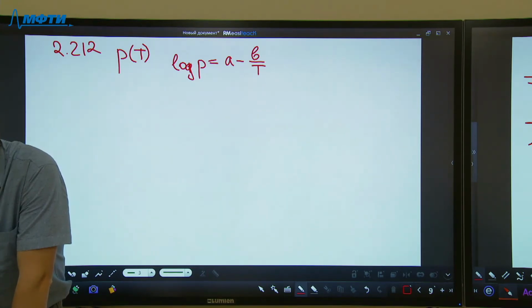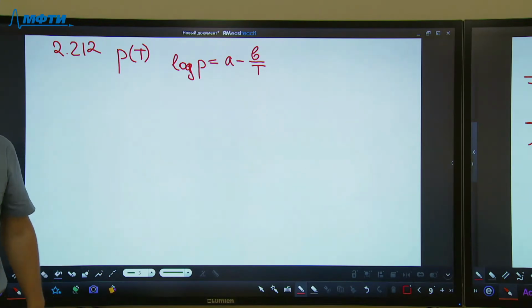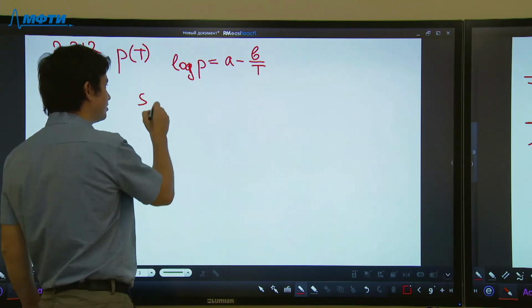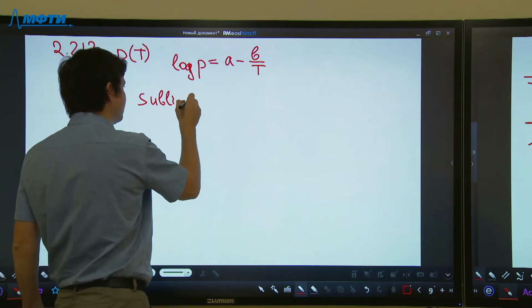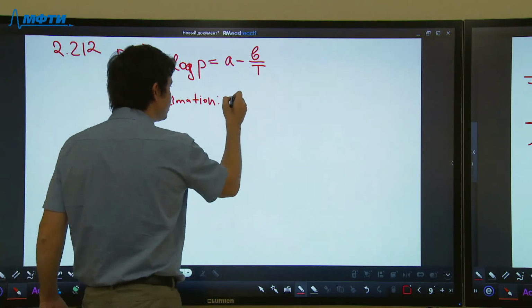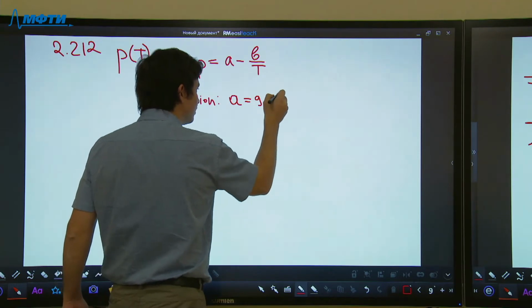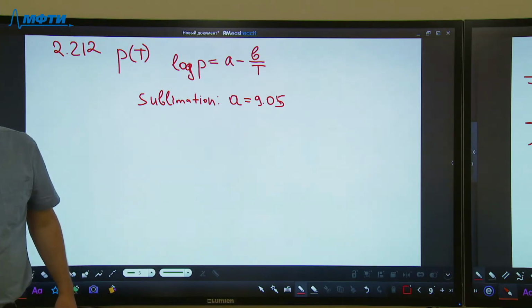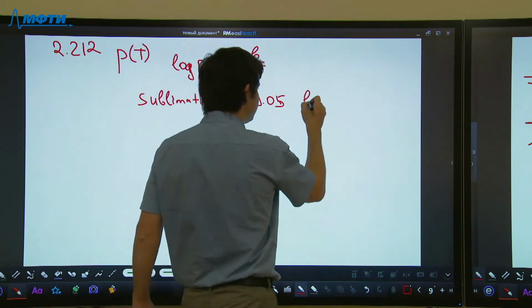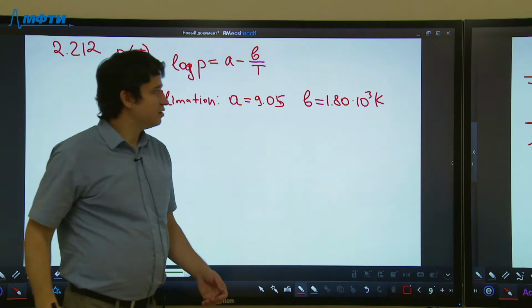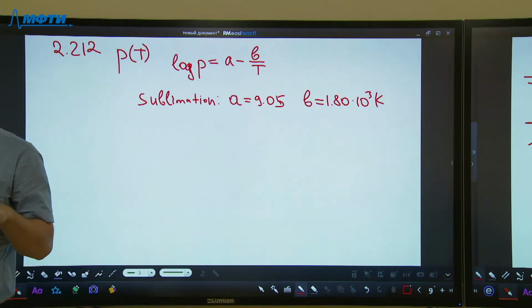If P is expressed in atmospheres, then for the sublimation process, A is 9.05 and B is 1.80 kilokelvins, that is, 1.80 times 10 to the 3 kelvins, with P expressed in atmospheres.